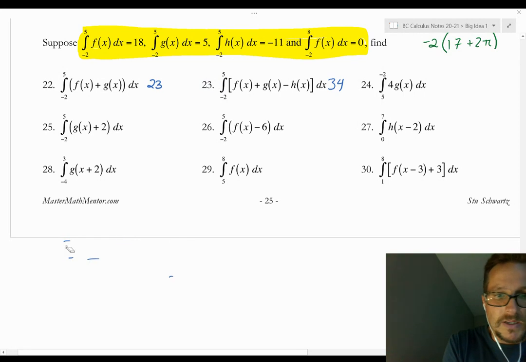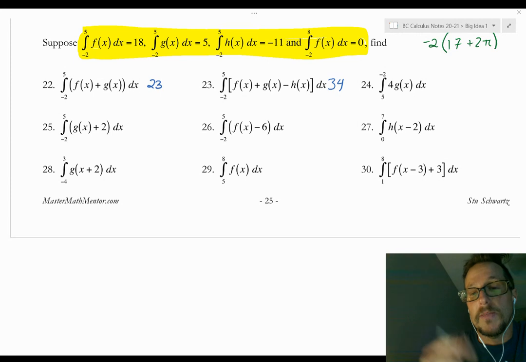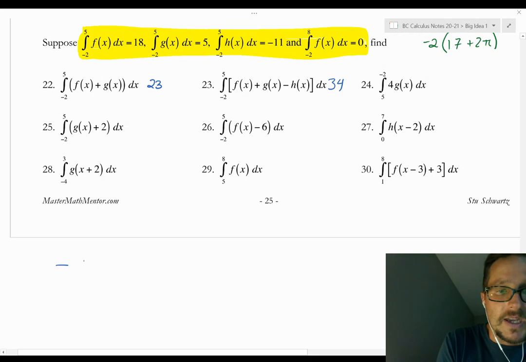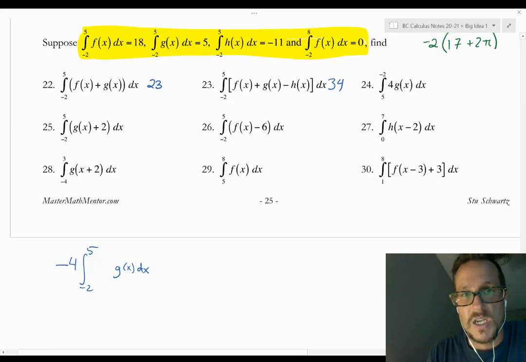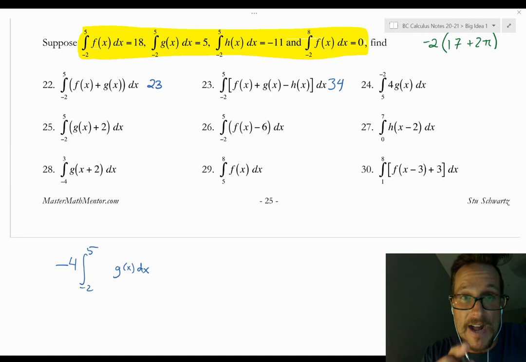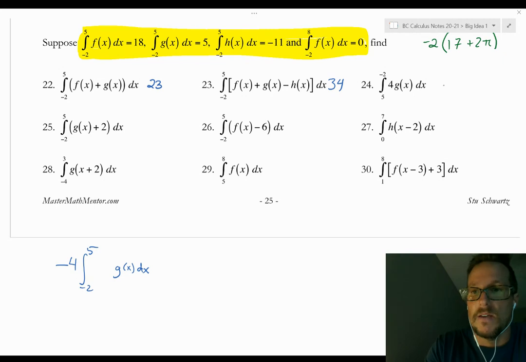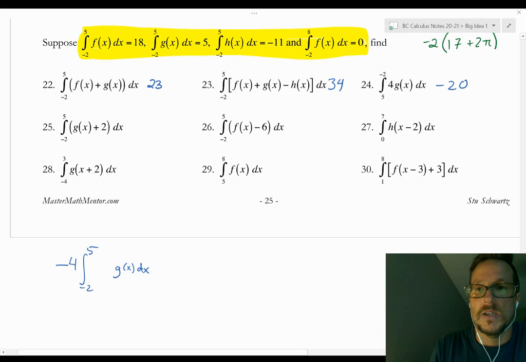So next one, you've got the definite integral from 5 to negative 2. Well, we're not given that one. So we've got to think about flipping the limits there. So negative of the integral from negative 2 to 5 of 4 times g of x dx. And we've got a constant multiplier which can be factored out. So that 4 is getting factored out. And now we have the definite integral from negative 2 to 5 of g, which is given as 5. So negative 4 times 5, that value is negative 20.